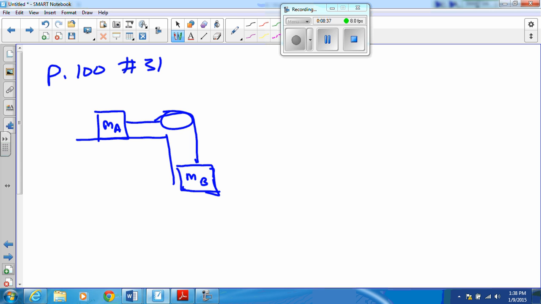And what we have here, they don't give us any values. They do tell us that the MA is resting on a smooth surface. What is that code for? No friction. No friction, that's right. Smooth surface is specifically code for mu equals 0.